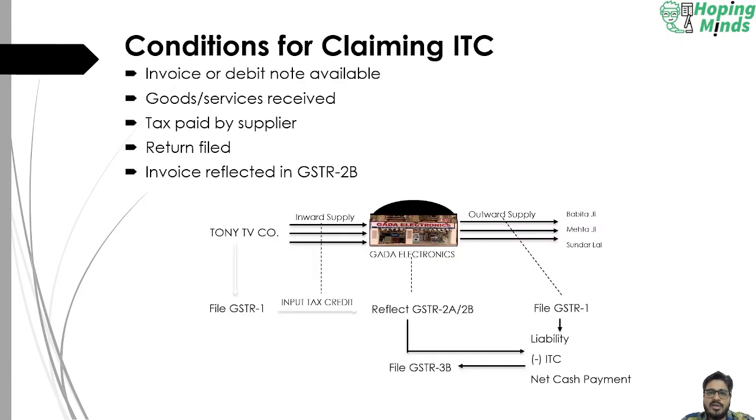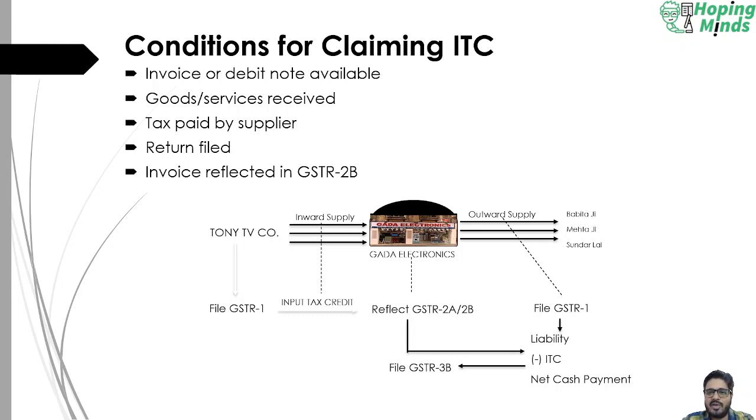So let us see the conditions for claiming input tax credit with the help of a diagram. In this case, Tony TV company sold goods to Gada Electronics, that is Gada Electronics is the recipient of goods. Against such supply, Tony TV company files its GSTR 1 return and it will generate input tax credit for Gada Electronics if the GSTR 1 return is filed within the due date for the relevant month.